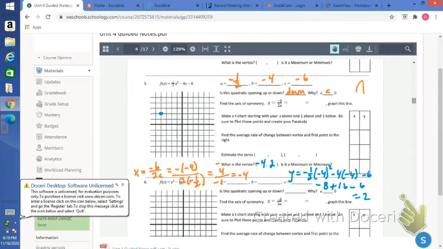Your axis of symmetry is going to be 4 over negative 1, which is negative 4. So we'll sketch that in. Alright, now vertex, negative 4, 2. Okay, so now we want to pick a point to the left and to the right of negative 4. And we're going to use an even number because we're going to be dividing by 2, since we're multiplying by negative 1/2. So we want it to be even. So we're going to pick negative 2 and negative 6.